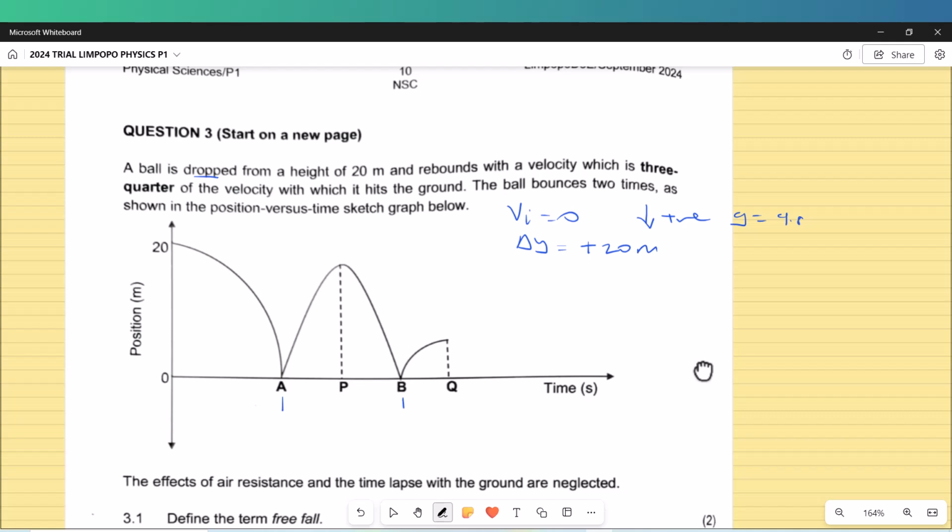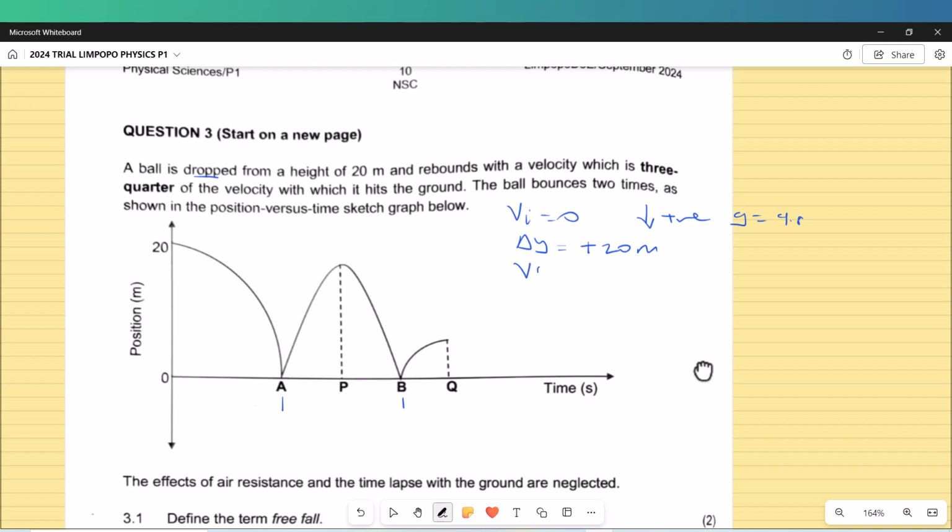What do we need to do in this case? We need the velocity at point A. They said that our Q1 is twice Q, like you see it here. Let's say for the first bounce, our Q1 is twice Q, and our Q2 is just Q. So let's first find the velocity at point A.